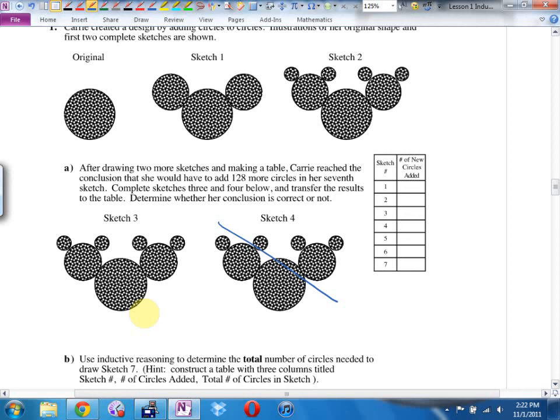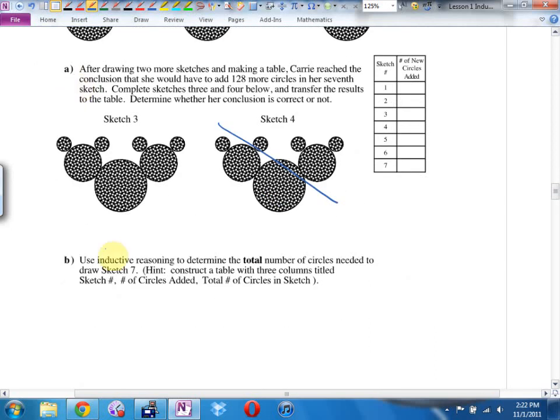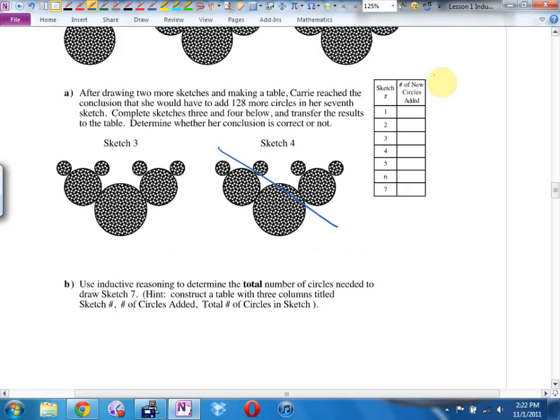Okay, so number one. And then B says use deductive or inductive reasoning to determine the total number of circles needed to sketch one. What you want to do is add one more column here and call it the total number of circles, not any you added, but how many there are grand total, and see if you can spot a pattern. You probably will.